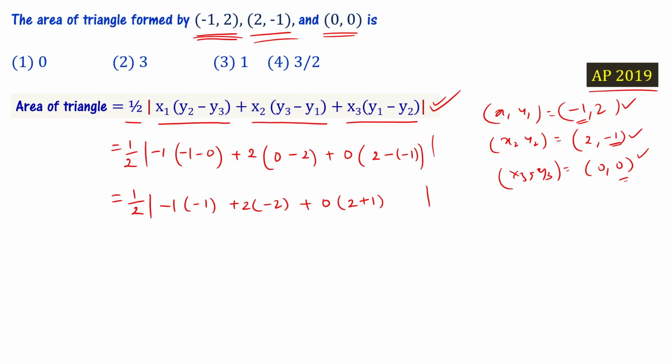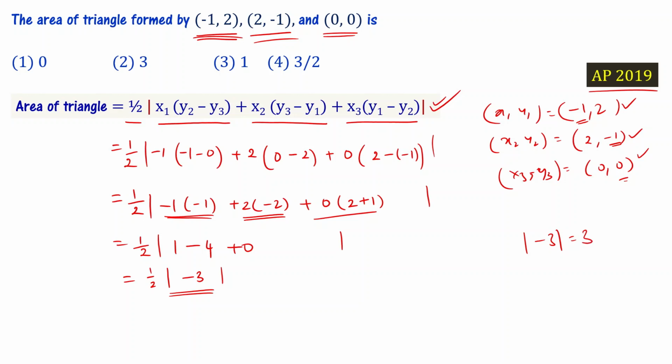Okay, now this can be written as half times modulus of minus 1 into minus 1, this is plus 1, and this is going to be minus 4 and this is 0, right? Now I can write this as half modulus of 1 minus 4, that is minus 3, right? Modulus of minus 3 equals 3, modulus of 3 equals 3.